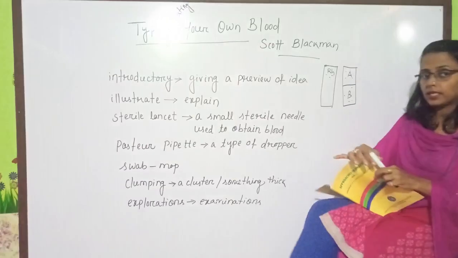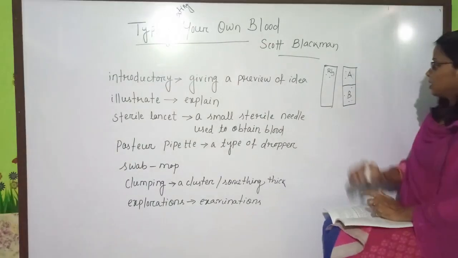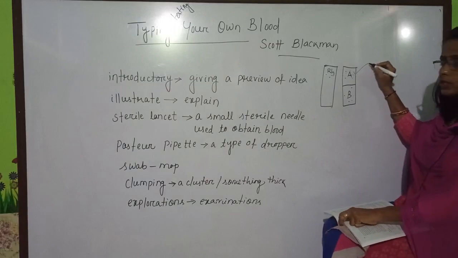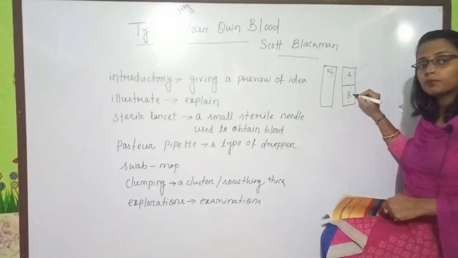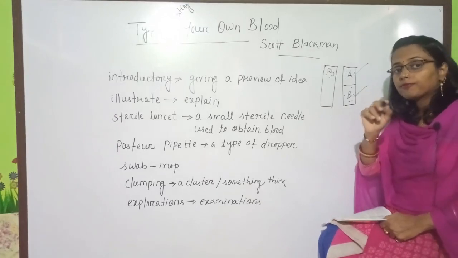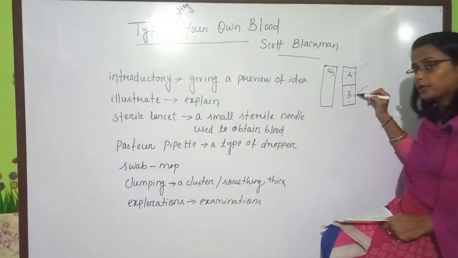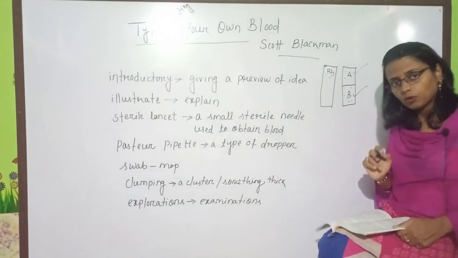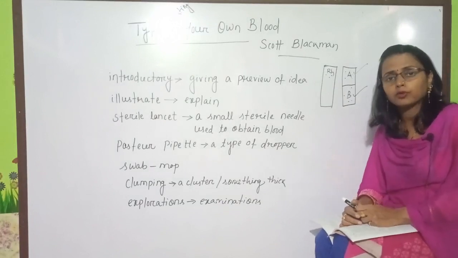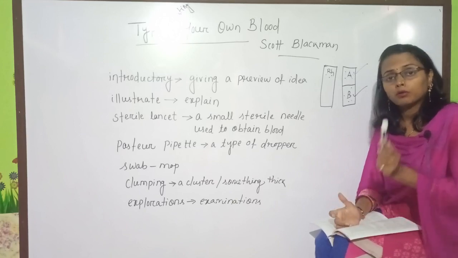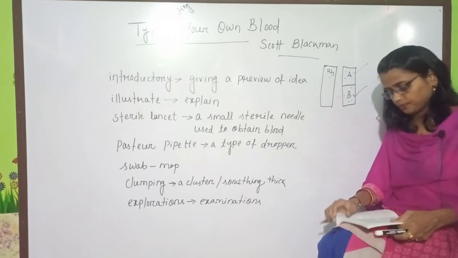A clumping denotes A type blood. If clumping is taking place here, it means you have A type blood. If clumping is taking place in B, it means you have B type blood. If there is no clumping in A and B, it means you have O type blood. Because people are having either A blood group, B blood group, O blood group or AB group.